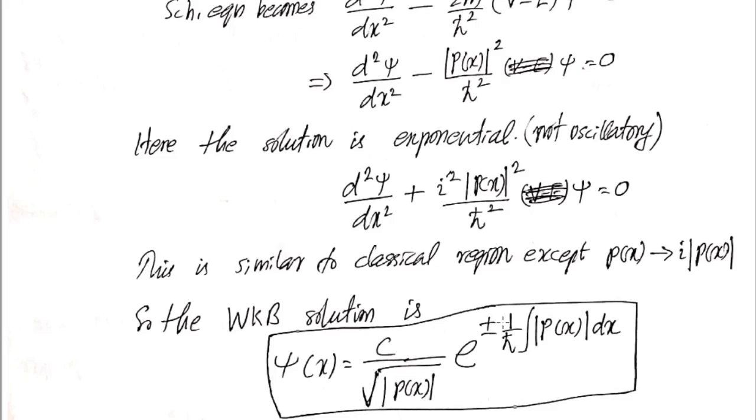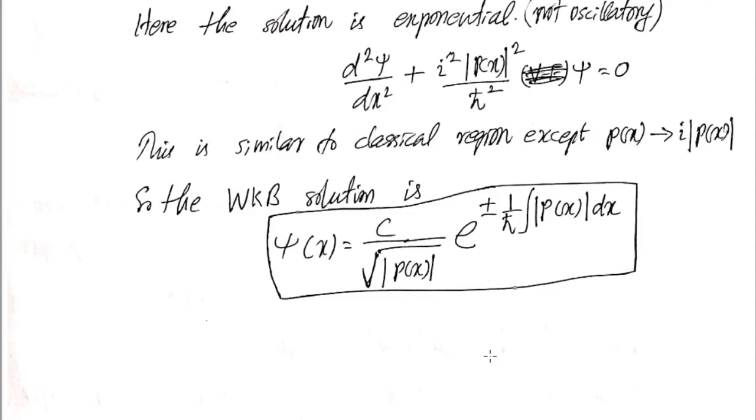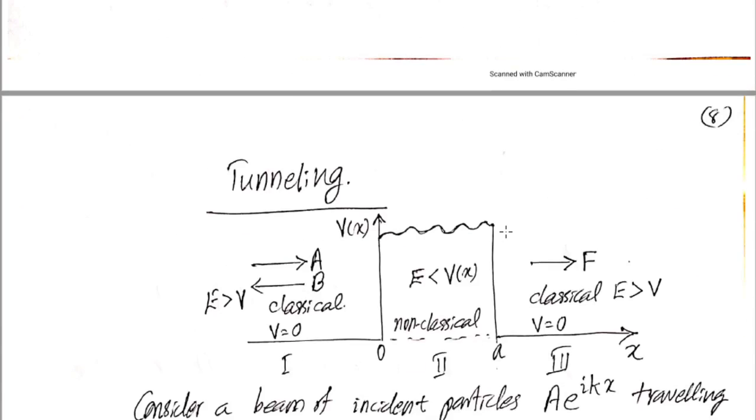Remember, in the classical region there was i/ħ, but here there will be another i, and i times i becomes −1. So plus or minus times minus 1 is again plus or minus. It is actually minus or plus, but we will keep it as plus or minus. It simply means that there are two terms, one plus term and one minus term. So this is the WKB approximation for the non-classical region. Remember, here it is |p(x)| and there is no i term. It is exponentially increasing or exponentially decreasing. There is no oscillatory behavior.